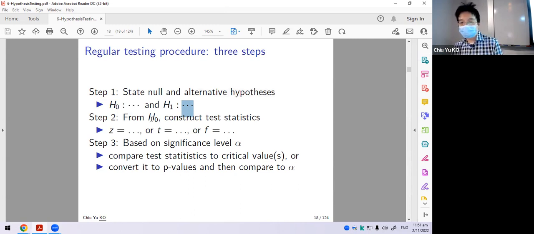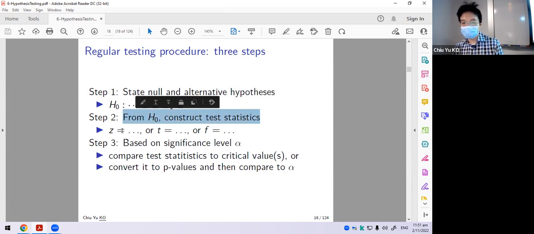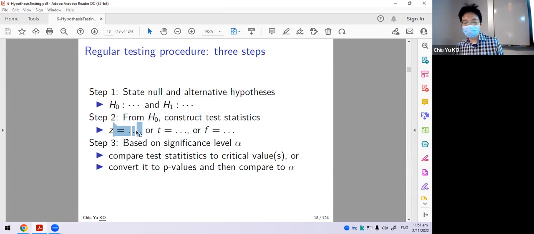Then you construct a test statistic. This depends on what kind of thing you're testing. You may use Z if you know the sigma; later you will see that if you don't know the sigma, you use T. And at the end of this topic, you may use F when you compare variances. Today we talk about the T. We covered Z last time.